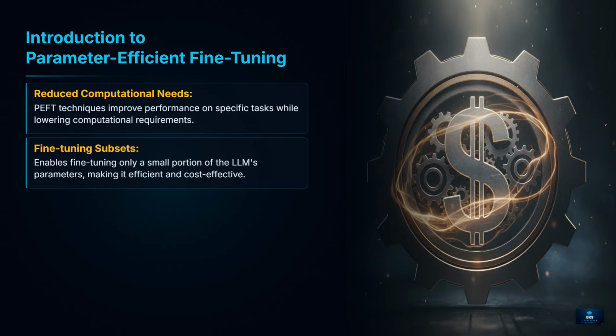Now, fine-tuning LLMs can be computationally intensive. This is where parameter-efficient fine-tuning, or PEFT, comes into play. PEFT methods are designed to make the fine-tuning process much more manageable. They achieve this by allowing us to fine-tune only a small subset of the model's parameters rather than the entire model. This significantly reduces the computational resources needed, making fine-tuning more efficient and cost-effective, especially for very large models.